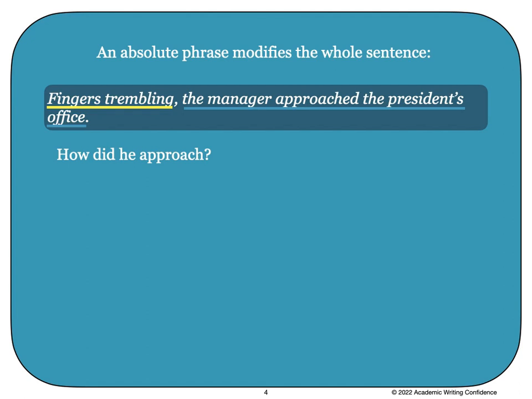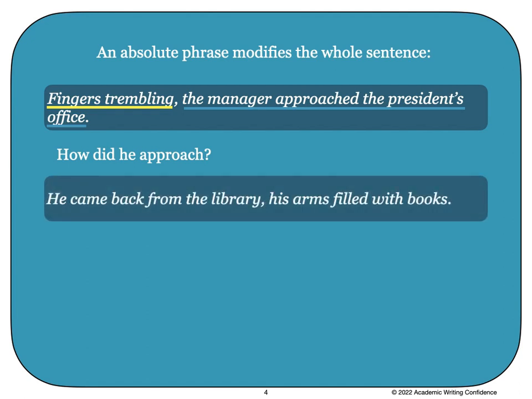Let's look at another example. He came back from the library, his arms filled with books. The main sentence here is, he came back from the library. How did he come back from the library? His arms filled with books. Again, this phrase modifies the whole sentence and explains how he came back from the library.